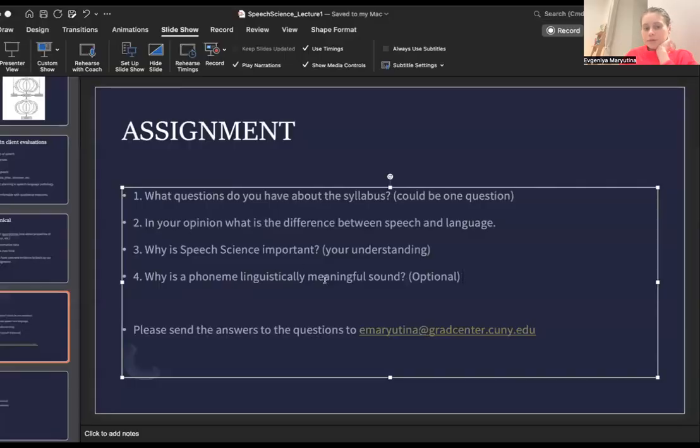Okay, I wrote it here. Why is a phoneme linguistically meaningful sound? Why is a phoneme considered a linguistically meaningful sound? And it's an optional question, so you can, like I said, I will find a way to reward you for that.